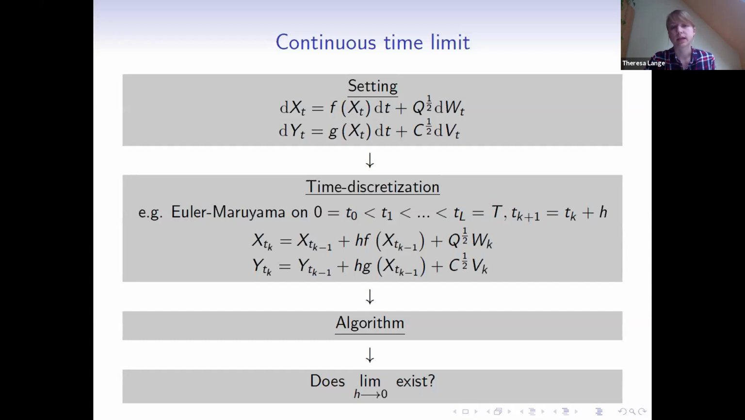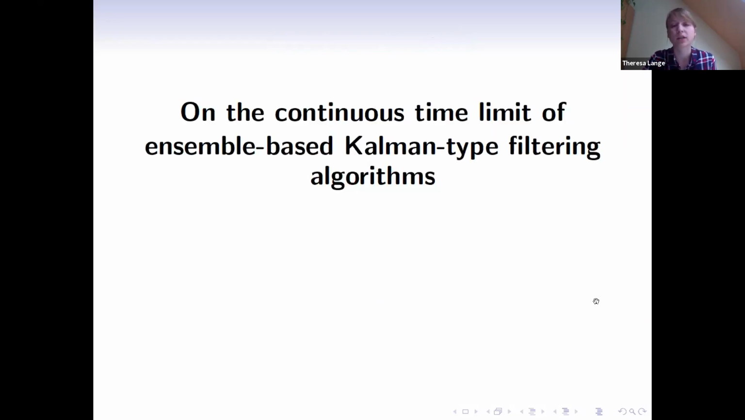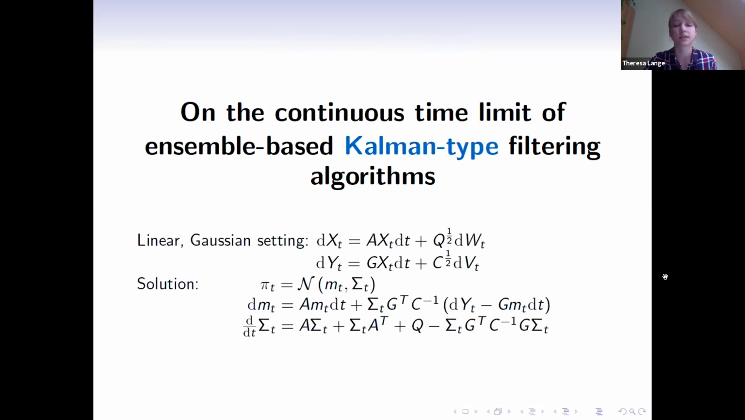This whole analysis and investigation of the existence of such a continuous time limit has benefits both for a mathematical framework, in constructing candidates for the continuous time filtering problem, and for the applications, in terms of algorithmic structures. In this way, I want to present to you how continuous time limits can look, and I will pick out the special case of ensemble-based Kalman-type filtering algorithms. So what does this Kalman-type mean? For that, we consider the linear Gaussian setting where our system of interest evolves linearly and is affected by model error, which we model by a Gaussian with mean 0 and covariance matrix Q.